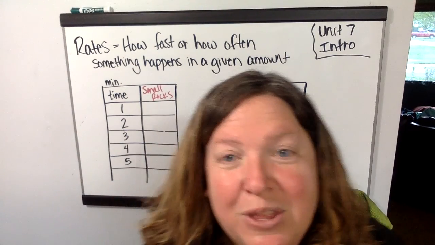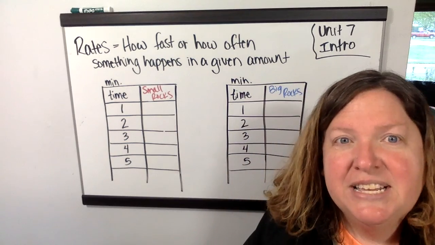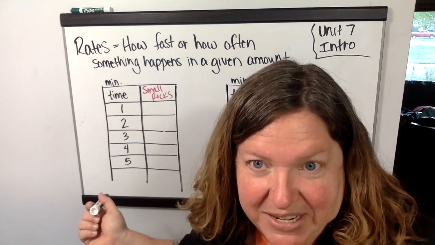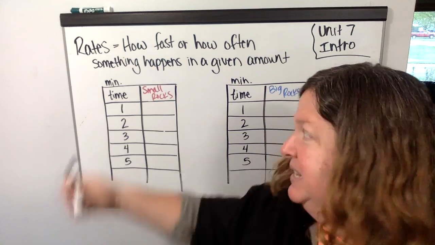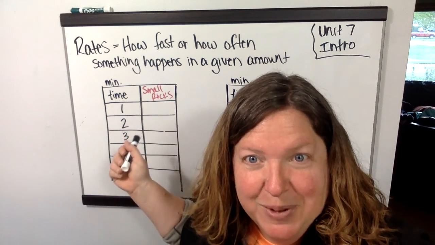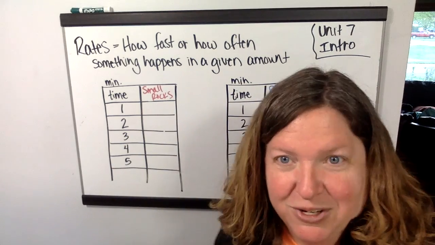Now, one of the things that we talked about and learned about earlier this year, and hopefully you're remembering it, is that for the sake of finding constant rates, we're going to say that something happens at a constant rate. Means every minute I found the same number of small rocks. At every minute, I found the same number of large rocks.